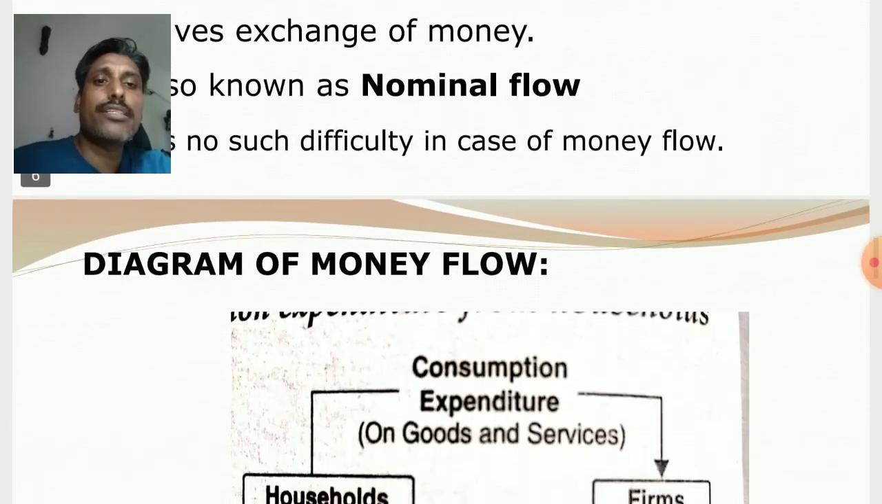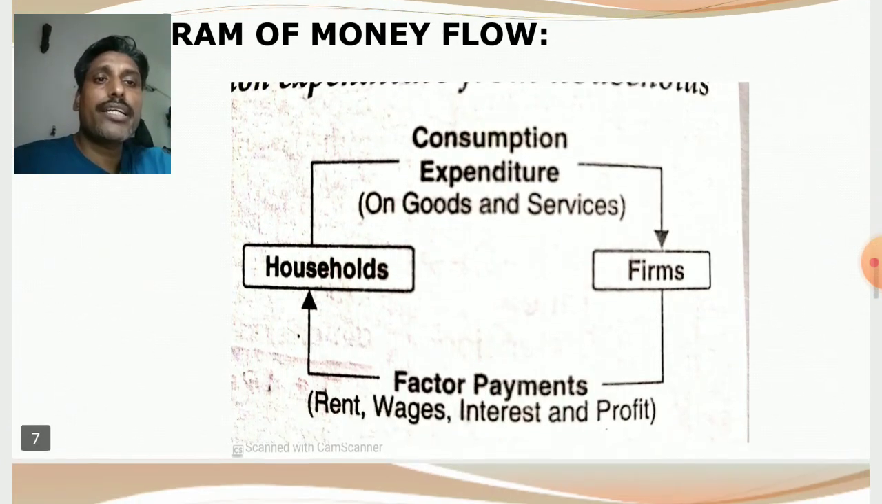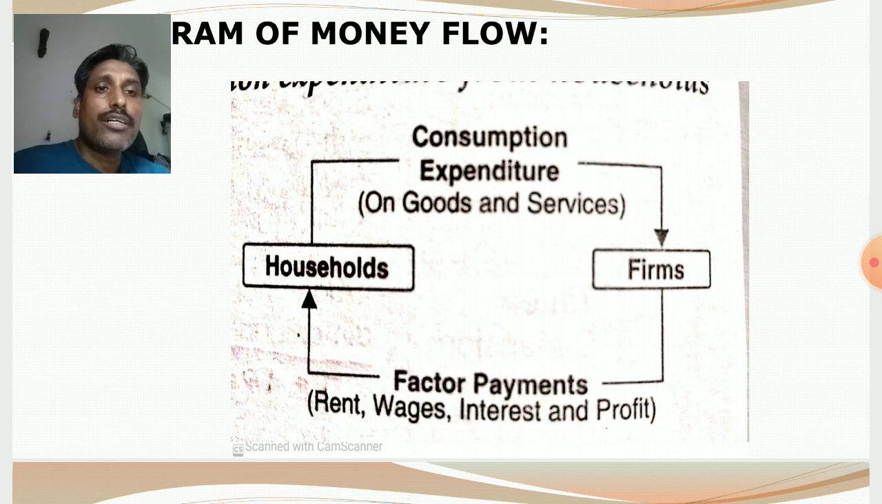One diagram is given. In the diagram, you see the farm sector makes factor payments to the household sector, because the household sector provides factor services to the farm sector. It means the farm sector receives factor services, capital and entrepreneur from the household sector. For this reason, the farm sector makes factor payments in the form of rent, wages, interest and profit to the household sector. You see the arrow mark.